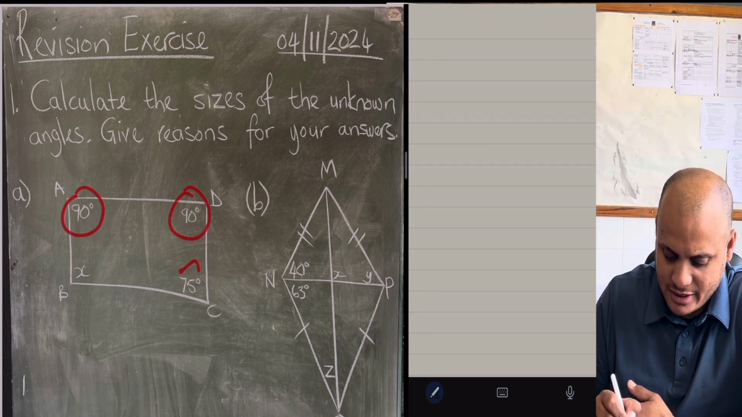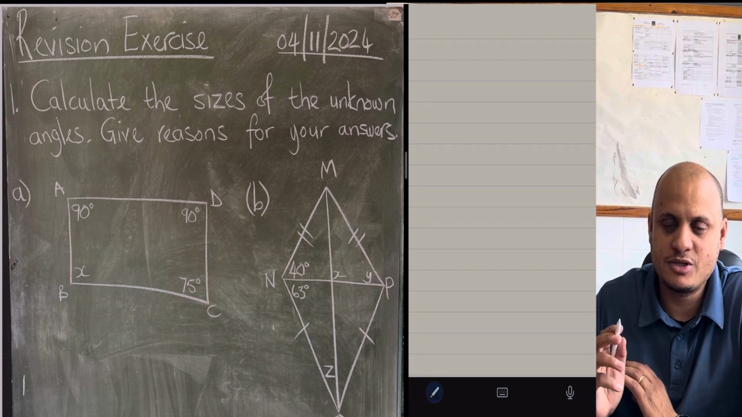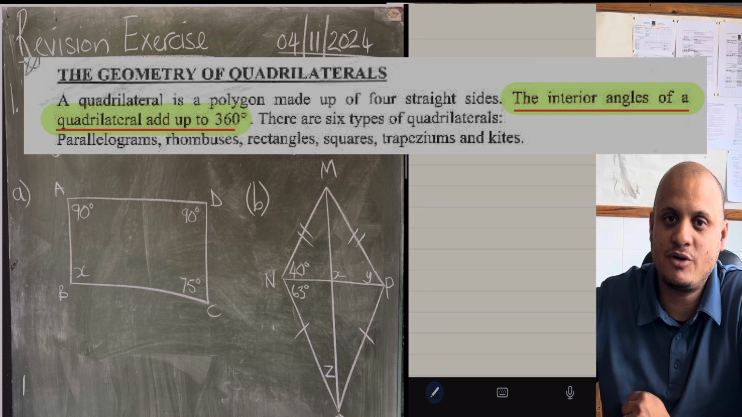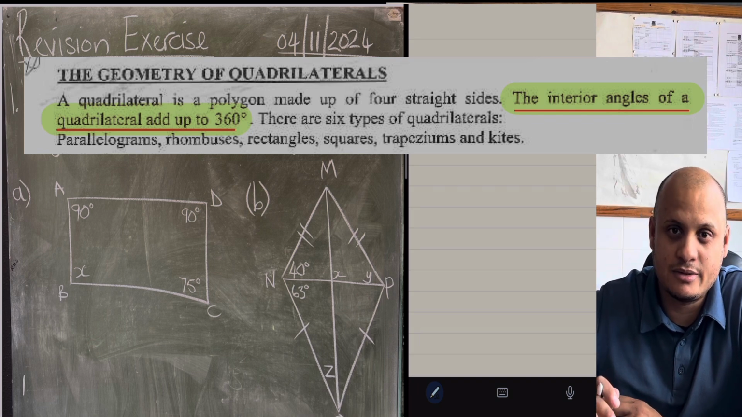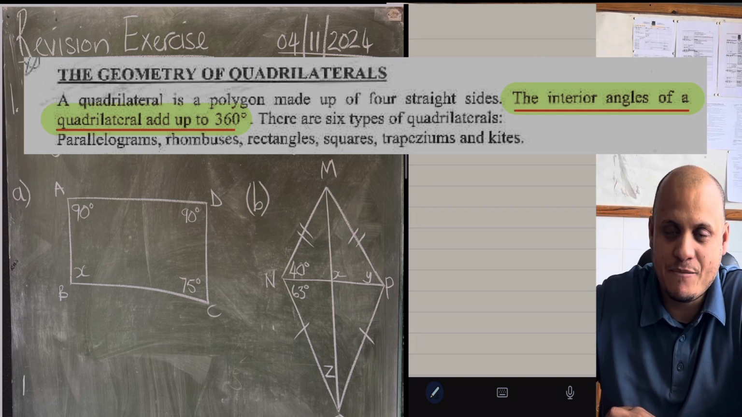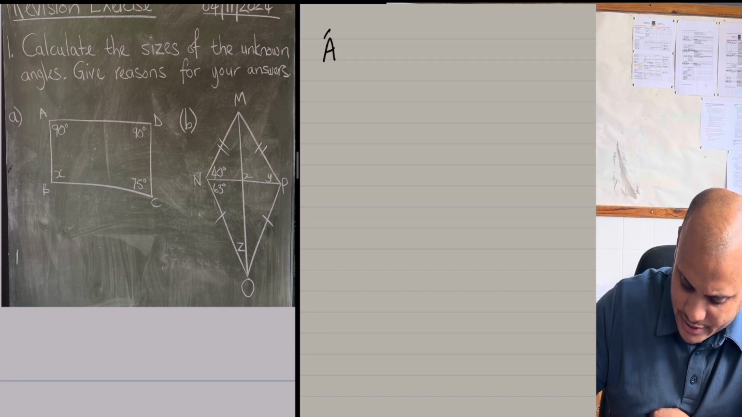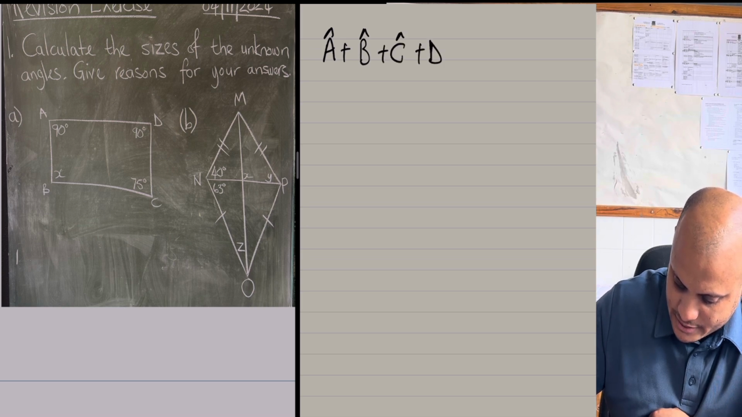So you don't need the properties of any of those special quads in order to find the size of this angle, because we know that the sum of the interior angles of any quadrilateral is equal to 360 degrees. So I can then say in the quadrilateral ABCD that angle A plus angle B plus angle C plus angle D, they must add up to 360 degrees.